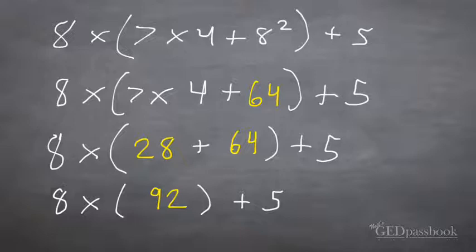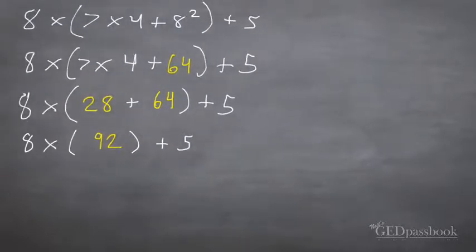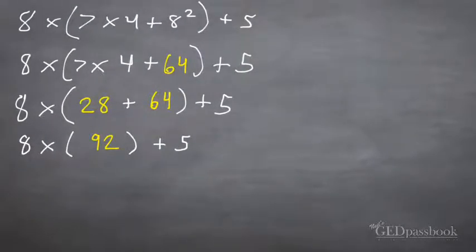So now tell me, you guys, what must I do now? Where's my multiplication? What am I multiplying? Times the answer in the parentheses. What's 8 times 92? Oh my goodness gracious, this is a big one. Well, guess what? We've mastered how to multiply by hand.